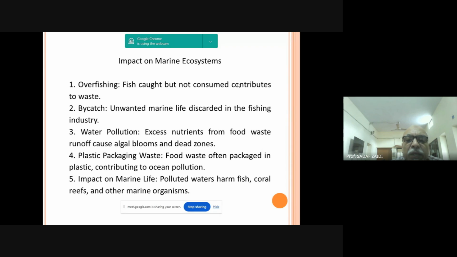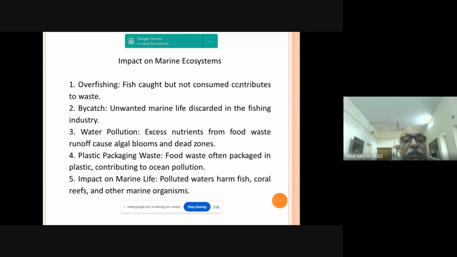Then unwanted marine life, you are discarding in the fishing industry. If you are catching fish, some unwanted marine life has also come in, so that you are just throwing it away, so it is dying. Then excess nutrients from food waste runoff cause algal blooms and dead zones in the water. Then plastic packaging waste, food waste often packaged in plastic, contributing to ocean pollution, impact on marine life.